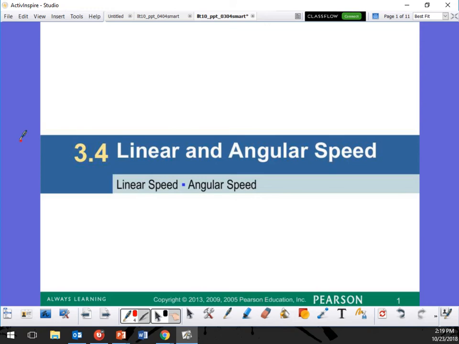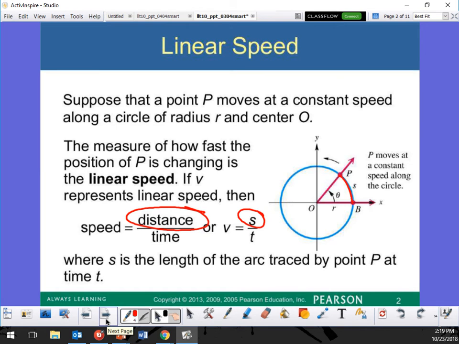Okay, so this is trigonometry. You guys are doing your 3.4 linear and angular speed. Linear is your distance over time. Angular is your angle over time. So here, try this.